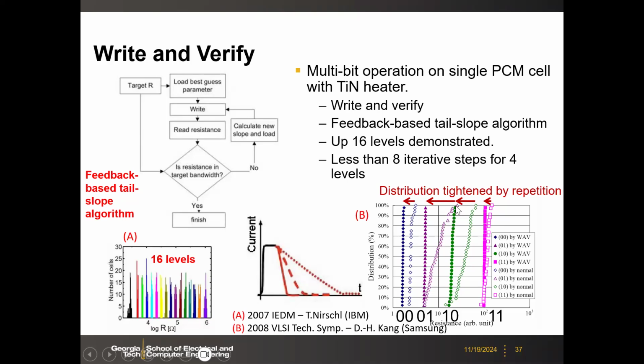Without any verify pulse, you have a spread in terms of resistance. And then after tightening by multiple pulses, you can make it pretty tight in terms of distribution. So this is doable with the phase change memory. I would say 2 bit per cell is easily doable, and 3 bit or 4 bits is tough. You need a very aggressive write and verify.